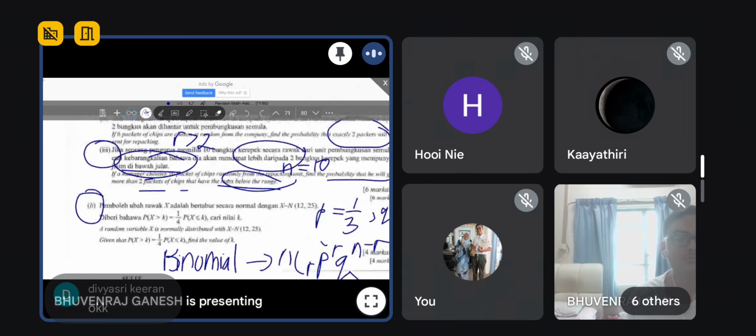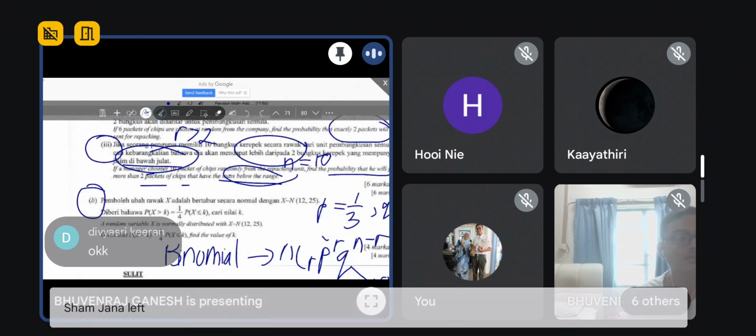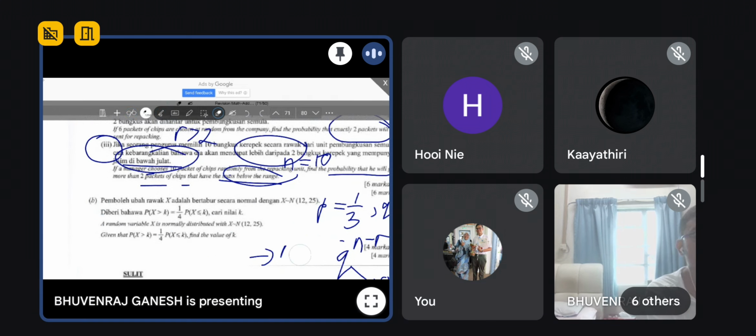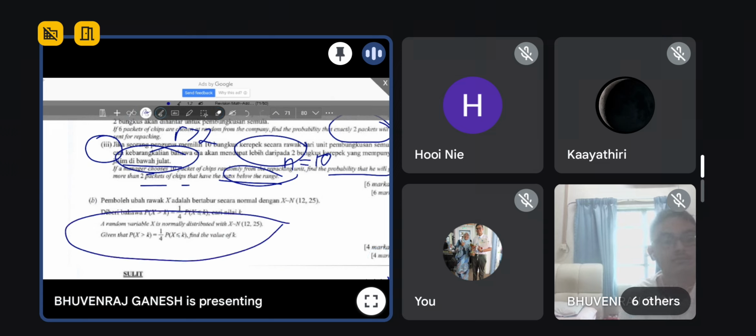Okay, next part. For part B. Bahagian B ni is normal. But this question is not a normal type of question. Dia bukan soalan biasa kamu jumpa. It is slightly different. So you can see why. You read the question. They ask you to find the value of K. Cari nilai K.